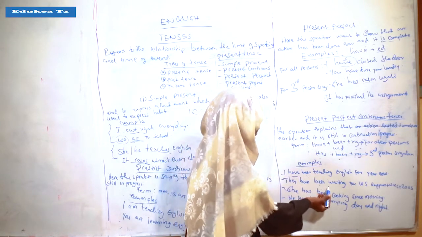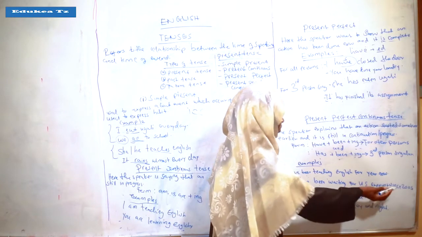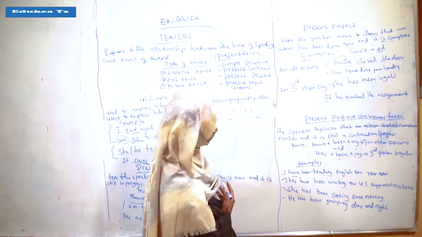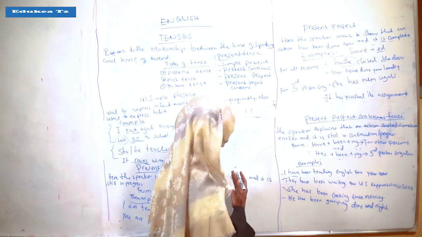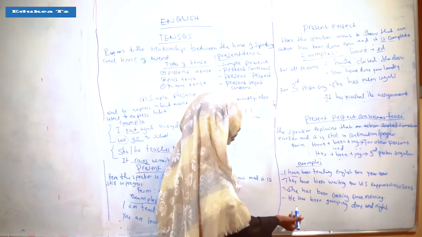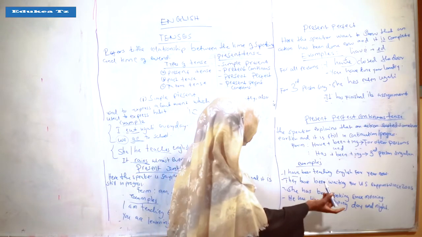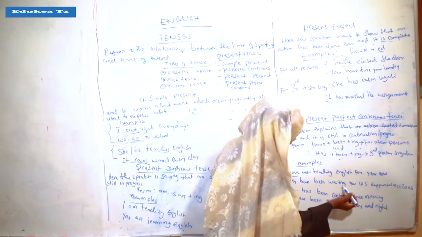They have been waiting for US support from 2005. They, that is the subject; have, the auxiliary verb, plus been, plus a verb with ing.